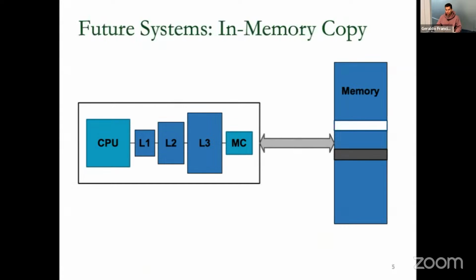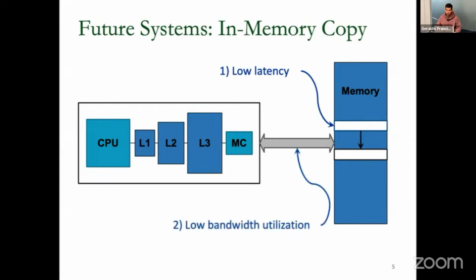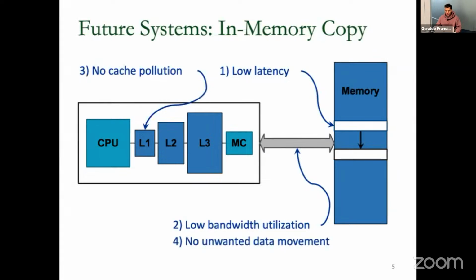So what we actually want: if I just want to tell my DRAM chip to copy source row to destination row without intervention of the CPU at all, right? Because the data is already there in the memory chip itself. There's no reason for me to have to move it outside the chip to place it back inside the chip. So if you do the operation like this, you're going to incur low latency because you don't move the data through the narrow memory bus to the caches, and eventually to the CPU. Low bandwidth utilization, actually you don't consume any bandwidth because you're not moving data through the memory bus. No cache pollution because the data does not reach the cache, and no unwanted data movement.